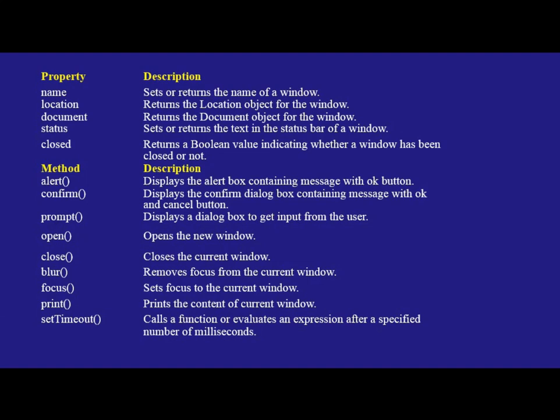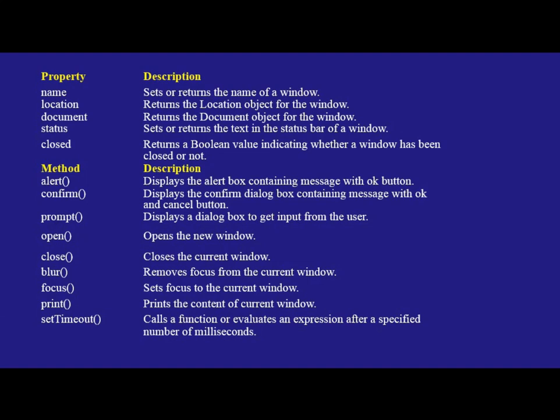The blur function or method removes the focus from the current window. It is used to remove the focus from the current window. In a similar way, the opposite, the focus function is there. It is used to set the focus to the current window. Next function or method is print. It is used to print the content of the current window. Whatever you are displaying in the current window, if you want to print it on paper and you want that hard copy, you can use the print function.